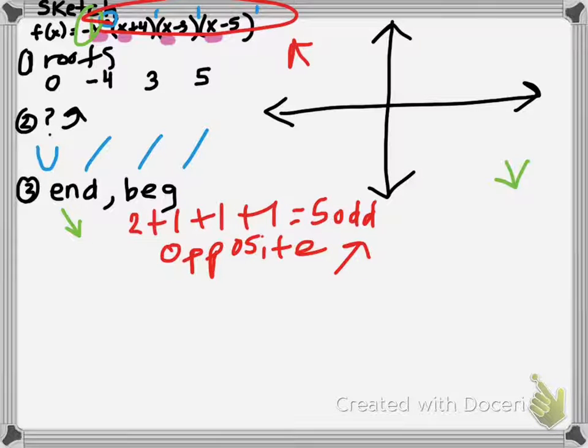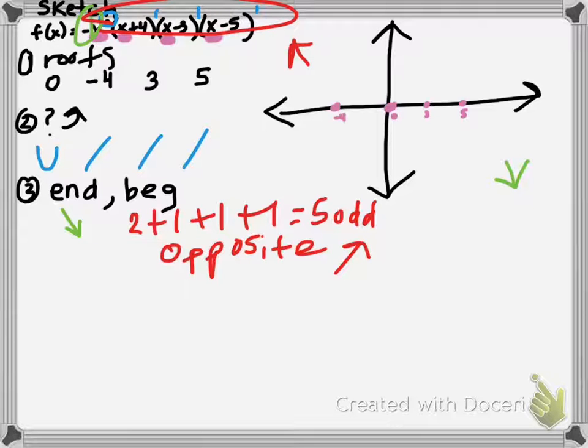I need to go ahead and get my roots on there. So we had a root at 0, -4, 3, and 5. All right, now I can go ahead and sketch.